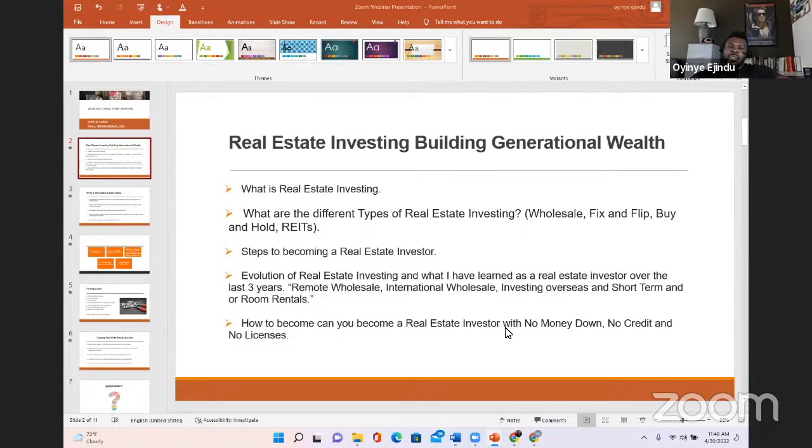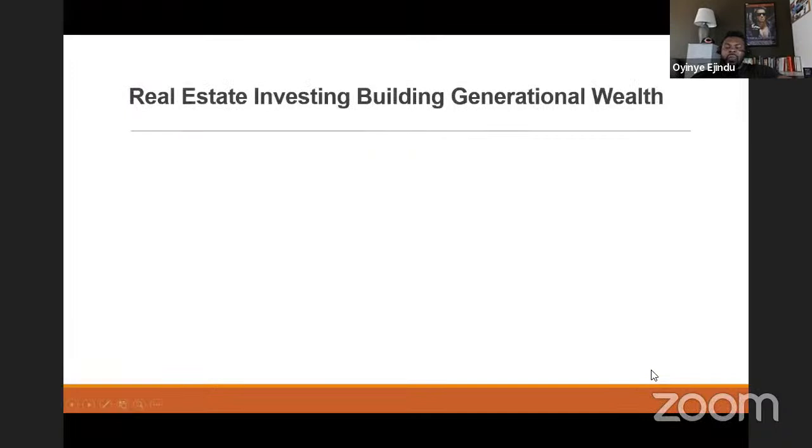Again, today I want to go ahead and talk to you guys a little bit about real estate investing, how to build generational wealth. My focus is to help you guys get successful and grow your portfolio. So let's learn a little bit about real estate investing, how this process can be beneficial to you.